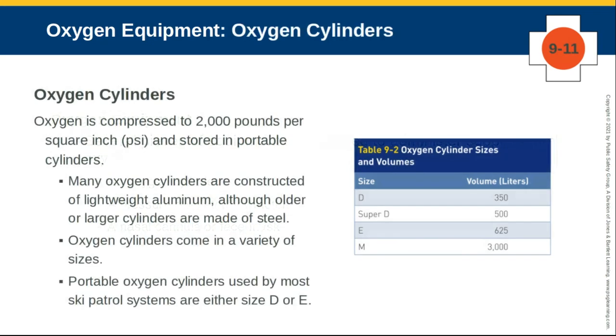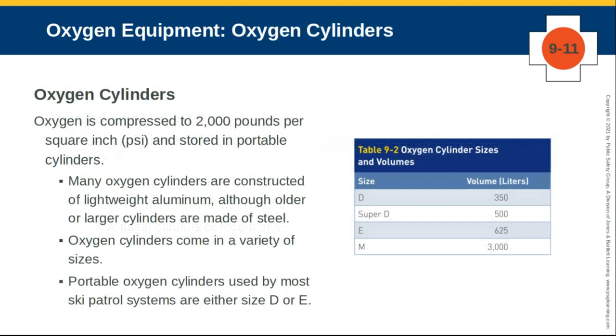So oxygen is compressed to 2,000 pounds per square inch. And the cylinders are going to be of varying size. Typically, they're made of aluminum. It's a little bit lighter weight. And we see the D cylinder that most patrols will have in a trauma pack can provide about 350 liters of oxygen when it's delivered to atmospheric pressure.